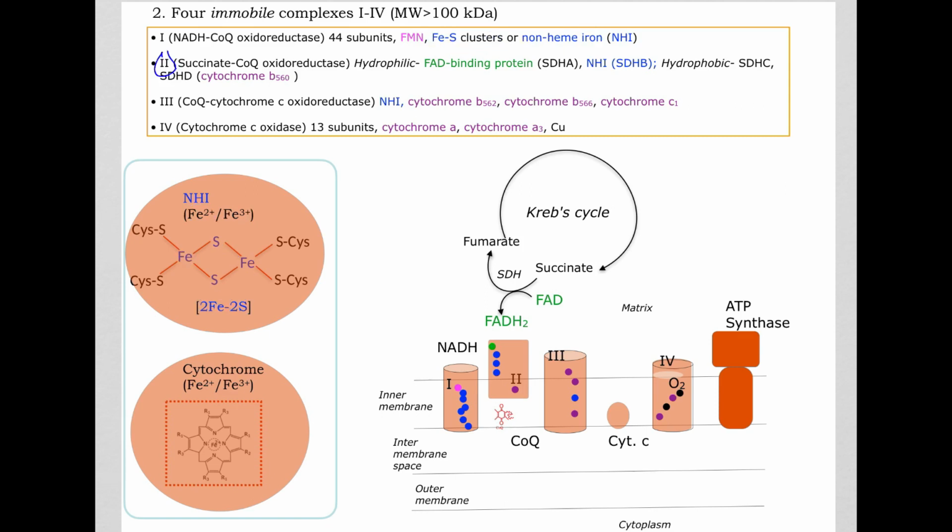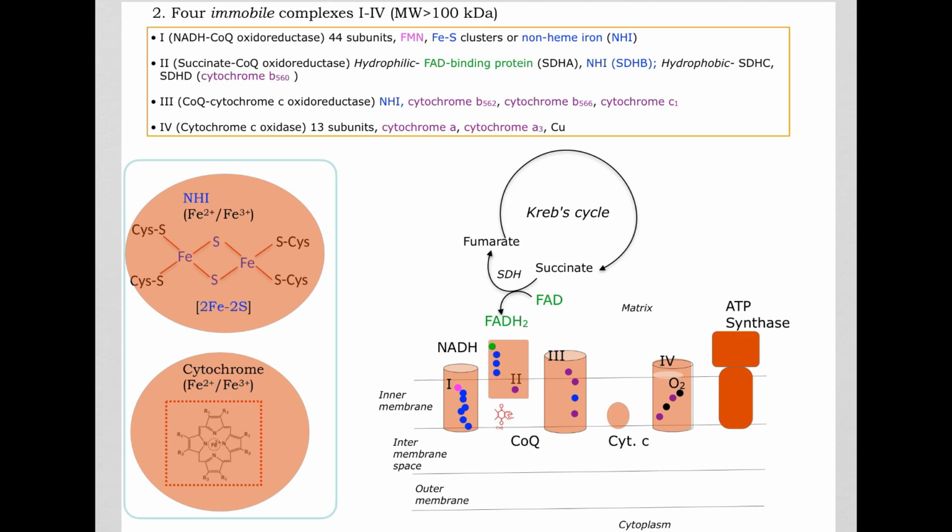Complex 2 contains the FAD binding protein, the protein that binds FAD. It also has non-heme iron. And then it has the hydrophobic part, the one in the membrane here, which is made up of succinate dehydrogenase subunit C as well as succinate dehydrogenase subunit D, and that unit has a cytochrome. So there is a cytochrome present in complex 2.